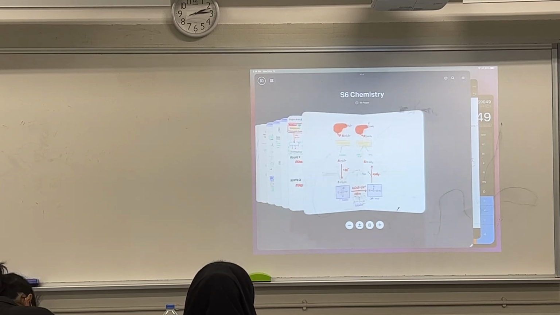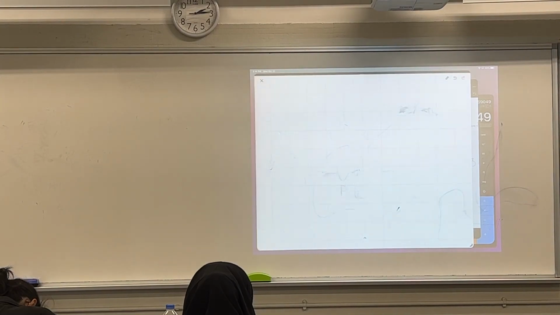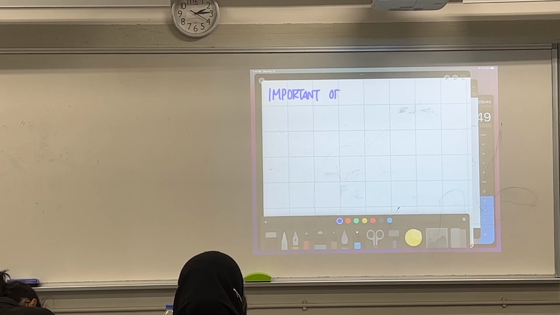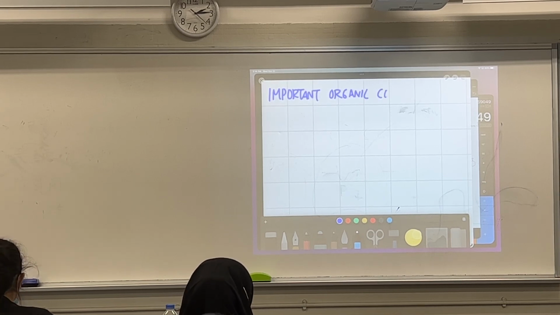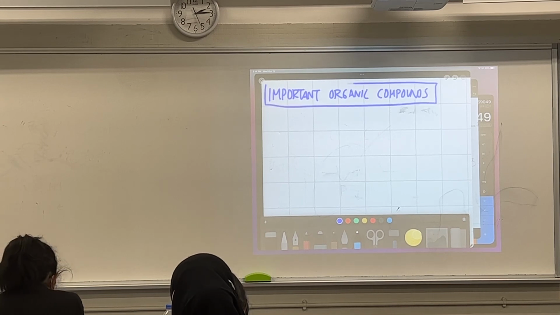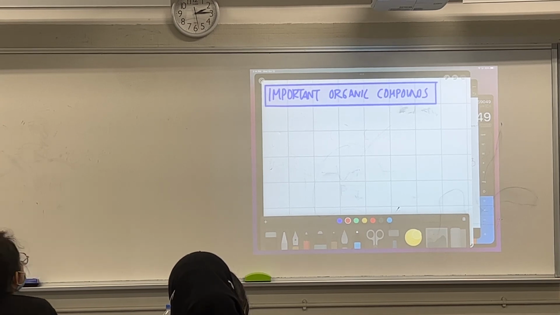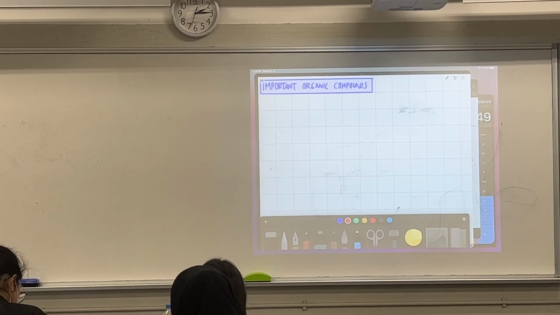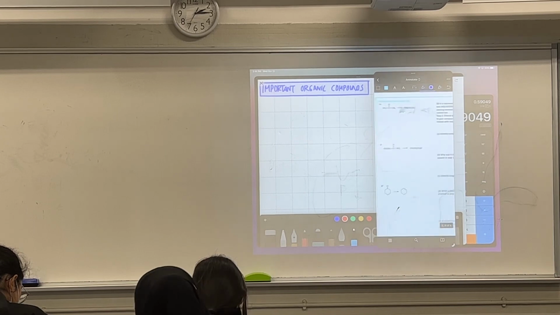Now, let's take a look at some important organic compounds. What is distillation? Distillation is for aldehyde. So if you just want the aldehyde, you use distillation. But if you want the straight acid, you use reflux. Okay, perfect timing. So just make sure you finish this.